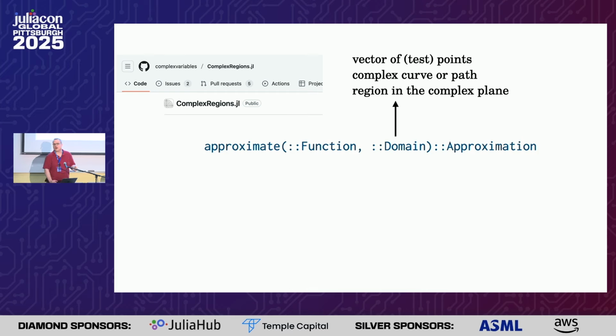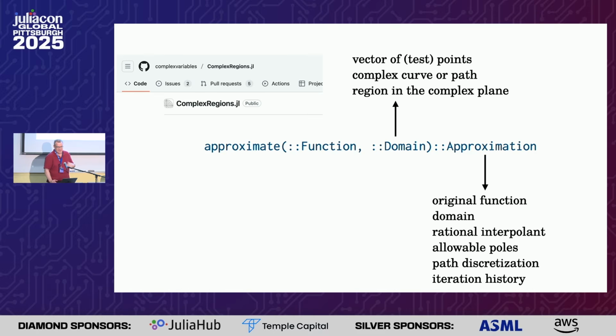And this thing returns an approximation. So the approximation has the original function so that you can do some diagnostics and the original domain, the rational interpolant that it found, a notion of what poles are allowed, and I'll say something about that in a second, and then some information about how it arrived at the rational interpolant.